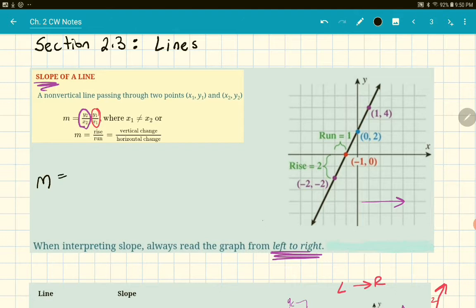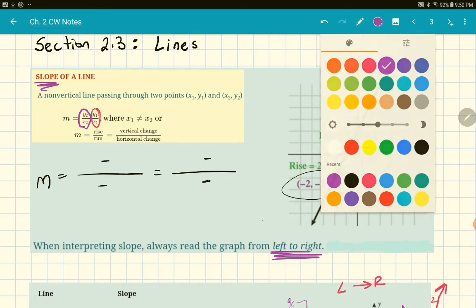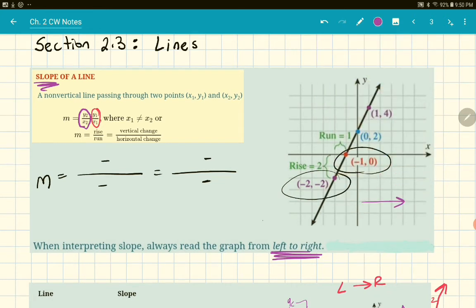So I'm going to show you that it doesn't matter which one's 1 and which one's 2 as long as you're consistent. So I'm going to switch them around. I'm going to do 2 different formulas. So let's do the purple and the red, the purple point and the red point. So that purple point is -2, -2.